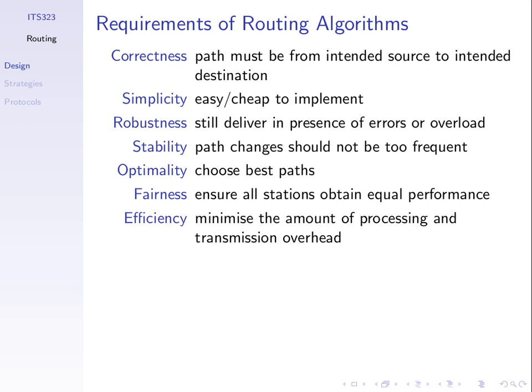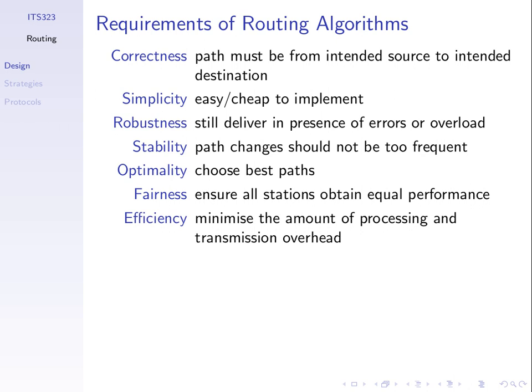Stability is almost a conflicting requirement with robustness. Stability says that we don't want to switch between paths too frequently. I have a path from A to B, and I'm using that path to send my data. Then another path becomes available, which is slightly better than the current one, and we switch to it and start sending the data there. But then the previous path becomes better again because the network conditions are changing, so I switch back. And I keep switching between paths, sending my data sometimes on this path, sometimes on another.